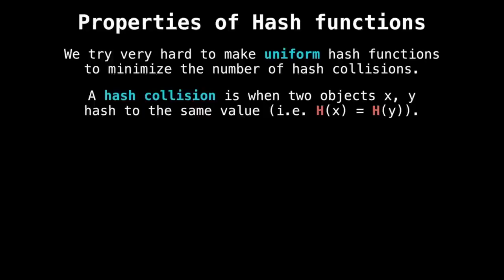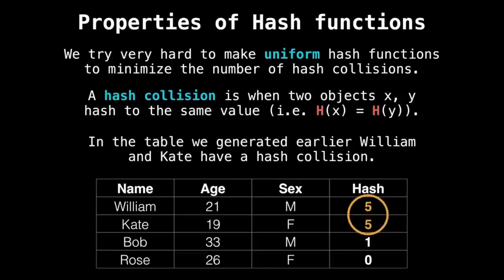Something else about hash functions is we try very hard to make them uniform, to minimize the number of hash collisions. We'll get into why hash collisions are bad shortly, but a hash collision is when 2 objects, x and y, hash to the same value. That is, h of x equals h of y. And the reason we want it to be uniform is so that all the values of our hash function are hit, so that we can fill the table uniformly. So for example, the table we generated earlier, William and Kate, they have a hash collision. Uh-oh.